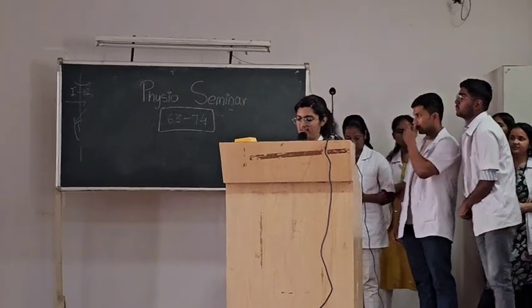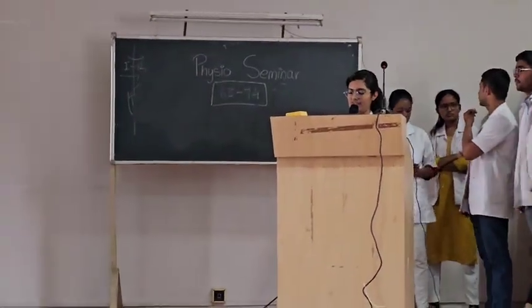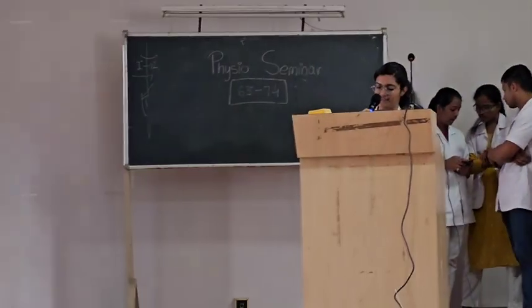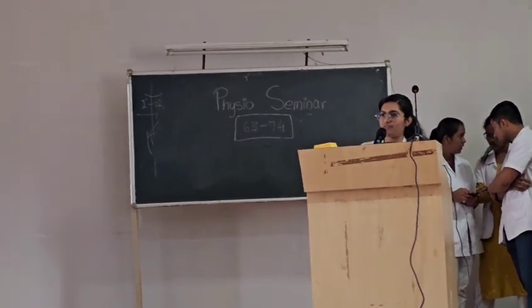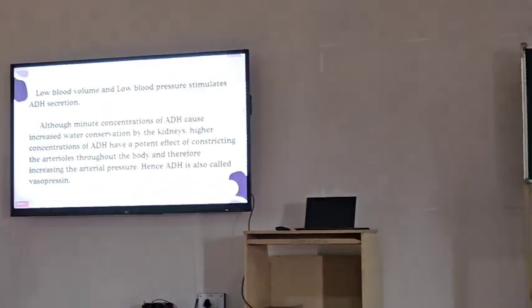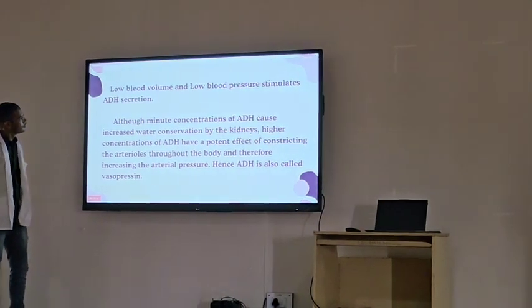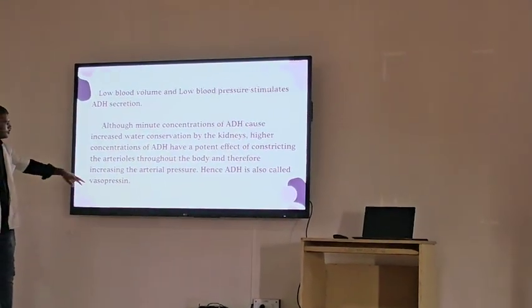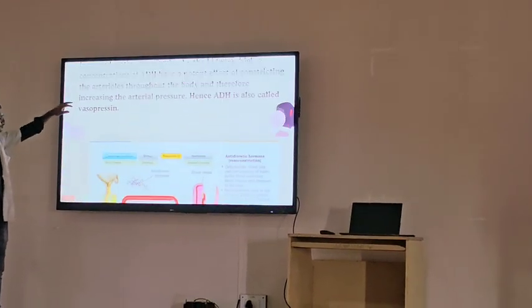Vasoconstrictor effect of ADH. Low blood volume and low blood pressure stimulate ADH secretion. Although minor concentration of ADH causes water reabsorption by the kidneys, higher concentration of ADH causes potent effect of vasoconstriction, thereby constricting the arterioles, thereby increasing the arterial pressure. Hence, ADH is also called vasopressin.